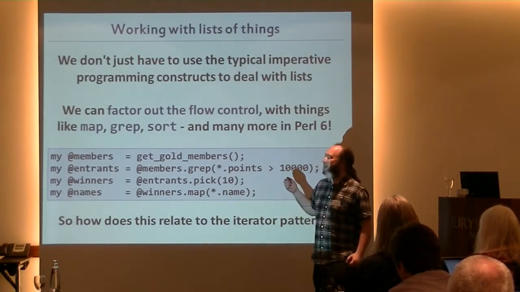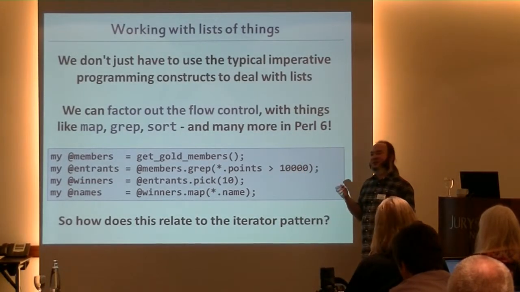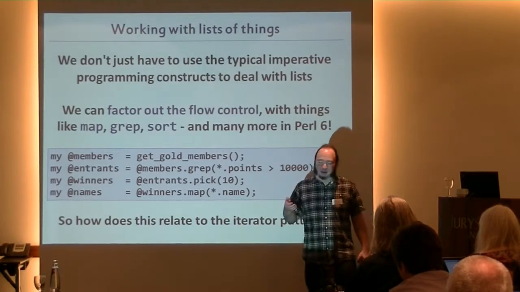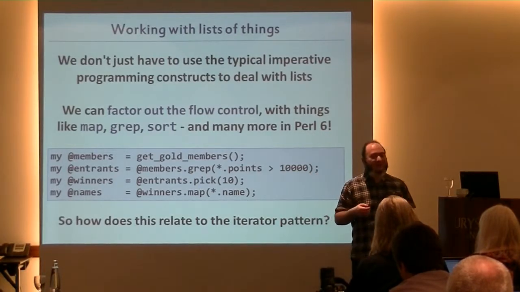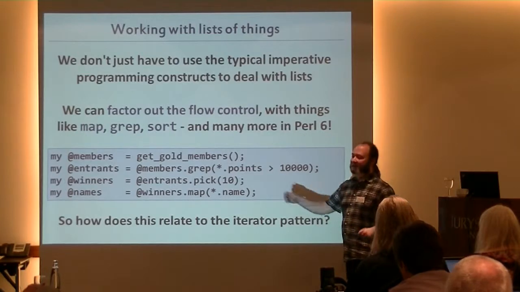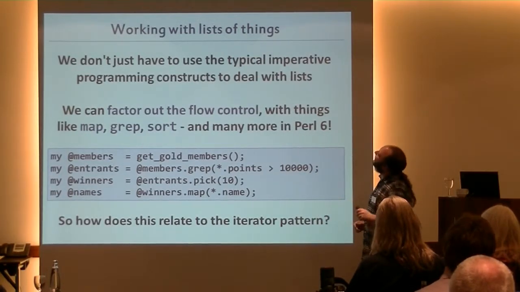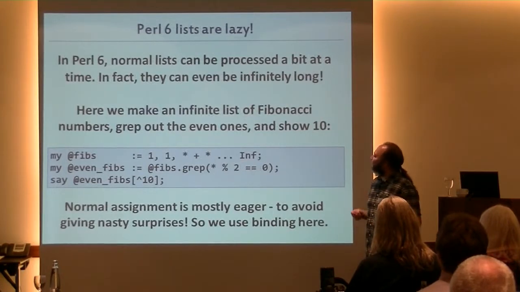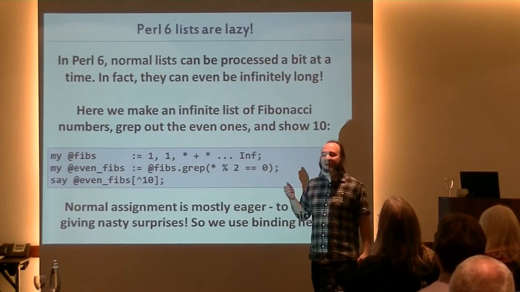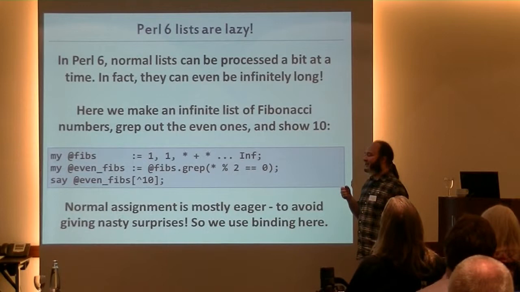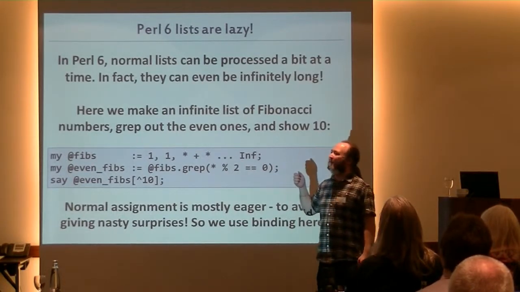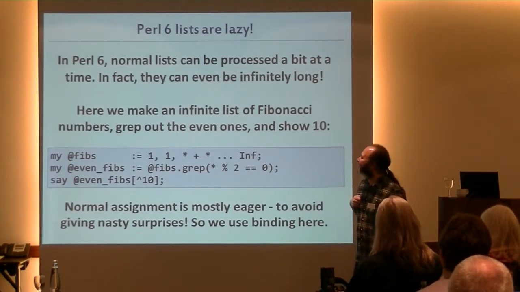Now, how does this relate to the iterator pattern? Because of course, if you grab the map in Perl 5, you know that it takes an array, a list of things, goes through them, and gives you back an array, and all the work is done. Well, let me just show you something else you can do in Perl 6 that you can't really do so nicely with grep in Perl 5.